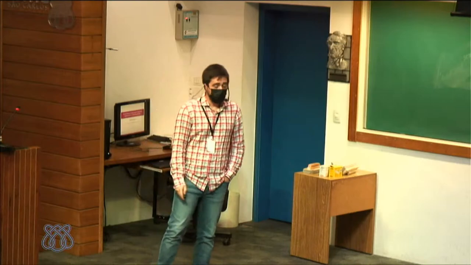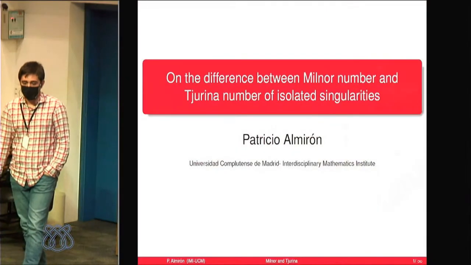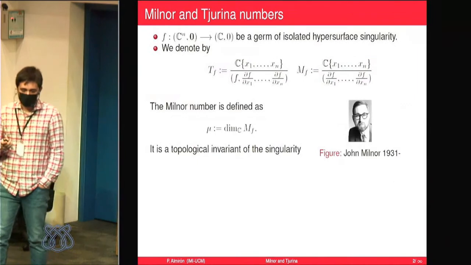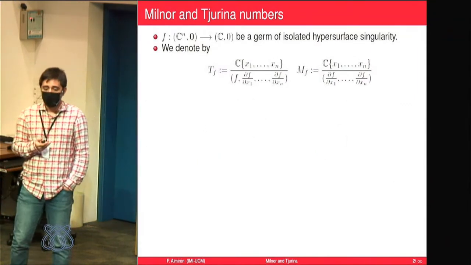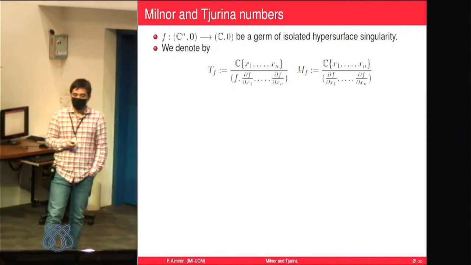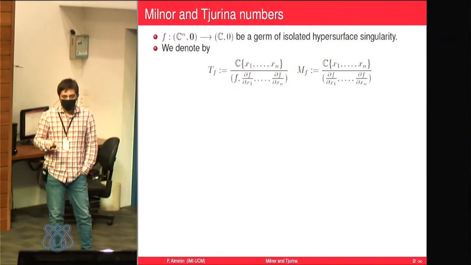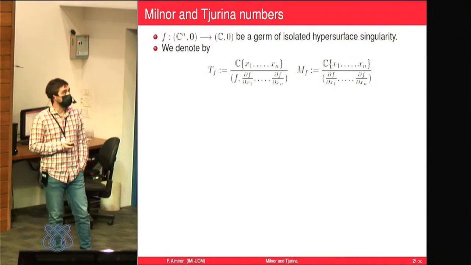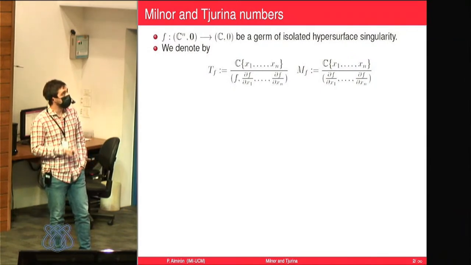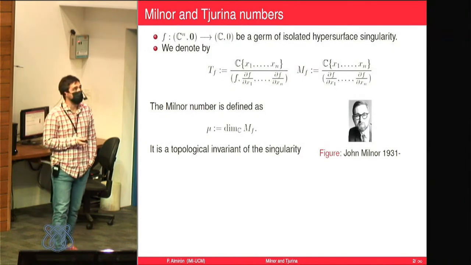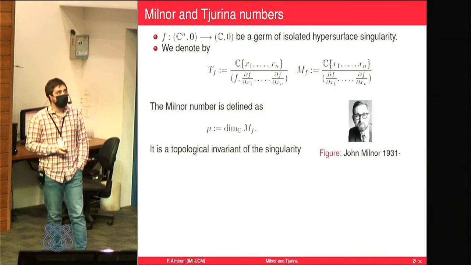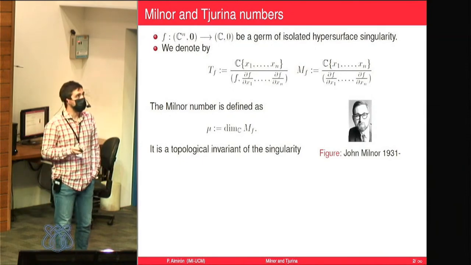today I'm going to talk about the difference between Milnor and Tjurina number. And let's start from the beginning. The general setting is going to be, we are going to have an isolated hypersurface singularity. So we are mainly interested in two things, that is these two algebras. First one is the Milnor algebra, this M_f with the partial derivatives. And we can define the Milnor number, which is a topological invariant of the singularity. Here a figure of John Milnor.